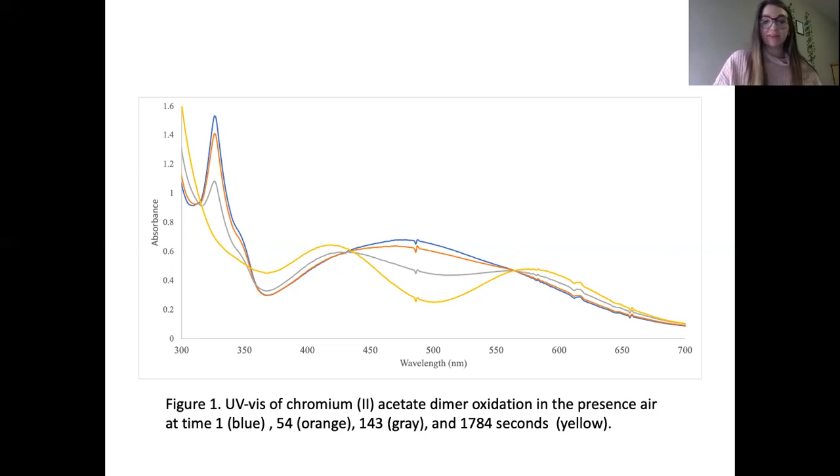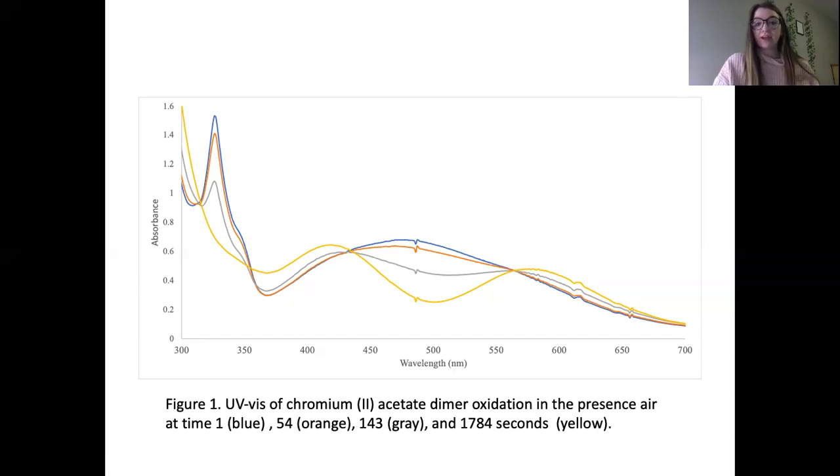So at 325 nanometers, we see this really large peak at 1 second. So that is our lambda max for chromium 2+. So that is where we can see chromium 2+ absorbing. And so as you can see at 1 second, we have the highest absorbance there at 325 nanometers. And that's because we have the most amount of chromium 2+ in solution. But as time elapses and oxygen is oxidizing the chromium 2+ to chromium 3+, we see that absorbance decrease.